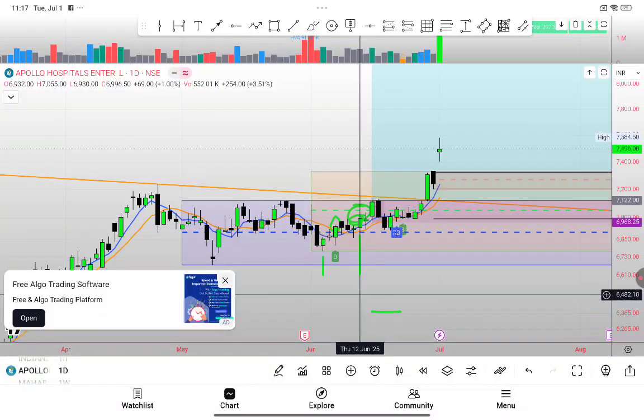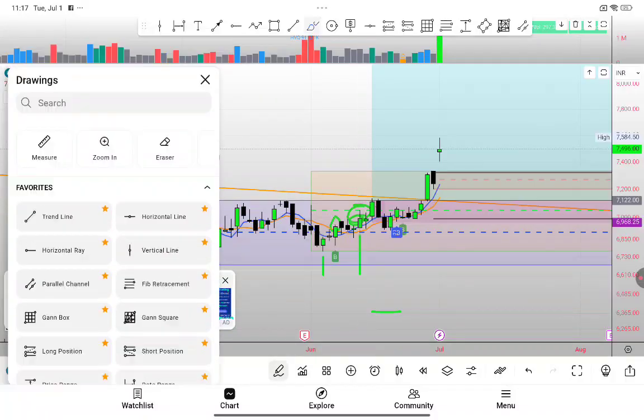Let's see. If you see on the top of the screen, the volume bar is higher. Or if I see the number at the left of the screen, it shows 552K, which means 5 lakhs volume. And on the previous day, it was 526, that is 5,26,000 volume. So the volume increased. Now the price is trading above some of the significant MAs, which I've already told you.